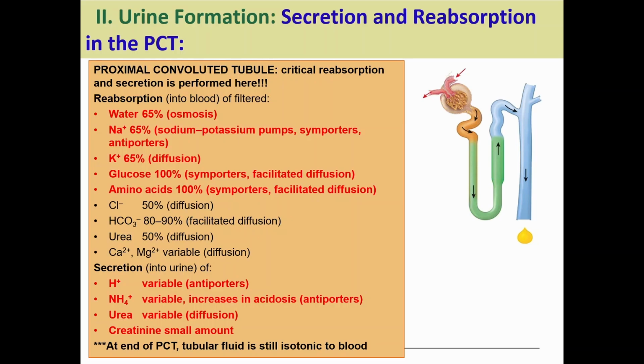We're also going to secrete things like our hydrogen ions, our ammonia, urea, and creatinine. So secretion, remember, reabsorption: we're going to reabsorb some of the urea, some of the waste products, but we're also going to secrete some back in. And so everything we see there under secretion, that is going to be pushed into the urine, from the blood into the urine. At this point, we're still going to be isotonic to blood, so the pH is not any different from what the blood is at this point.